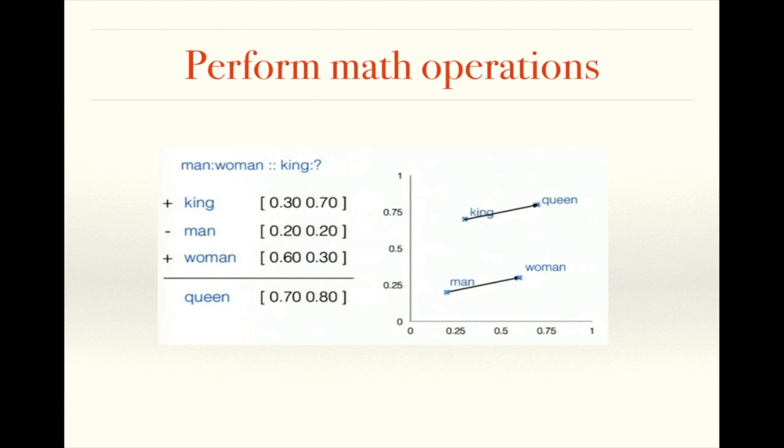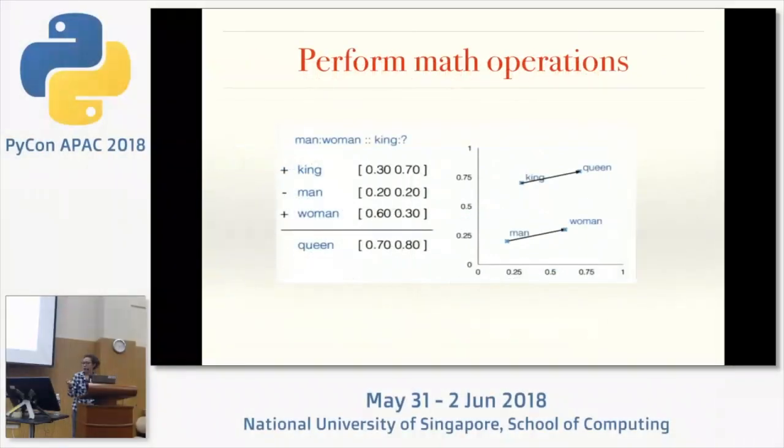So now, how could we actually perform mathematical operations on these vectors? This is what I'm going to show. This famous analogy, which in the machine learning and natural language processing field we always find as a very classic example: man is to woman as king is to what? So to perform this, since we have these vectors already, we can translate this analogy into a mathematical equation. And how to translate it? It could be written as king minus man plus woman is equal to queen.